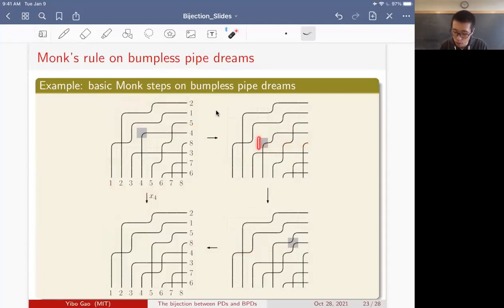So we droop this position, and then we cross here. So we droop this position, we cross here, but we have a double crossing with this cross and this cross. So as before, we undo this cross tile, and then we droop again. So we make this pipe go to this position, and then we cross here until it's reduced. So that's the process on bumpless pipe.